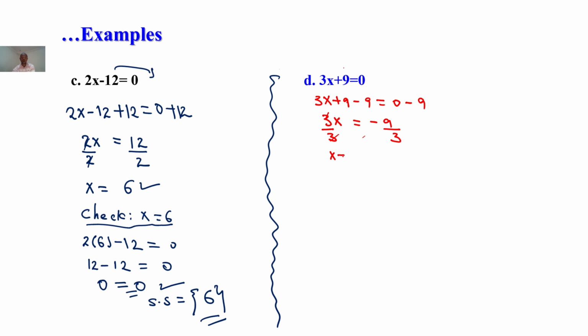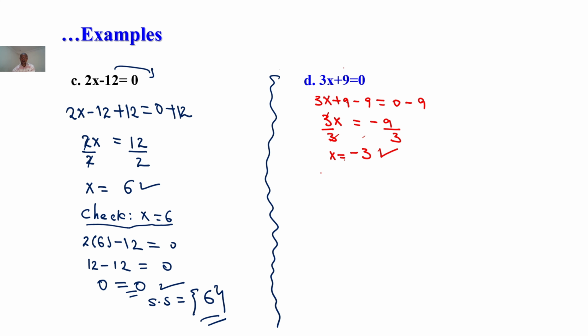That is x, since 1 is the multiplicative identity and doesn't change the value of the variable x, which is equal to negative 9 divided by 3. Negative 9 divided by 3 means what? This becomes negative 3. If you multiply negative 3 times 3, it becomes negative 9. Because of that, the value of x is negative 3.